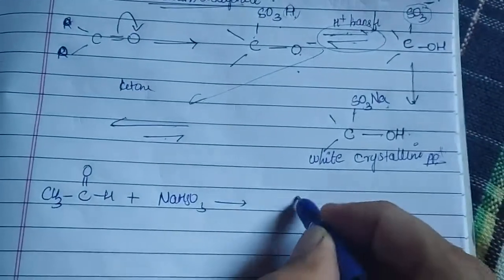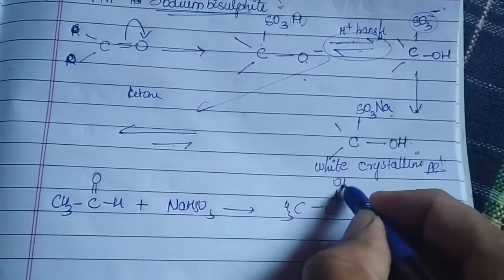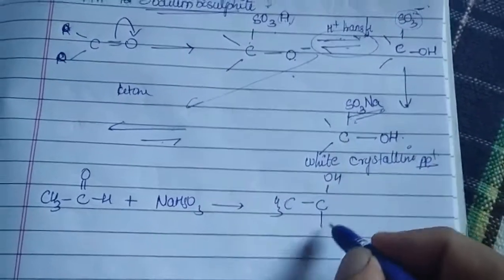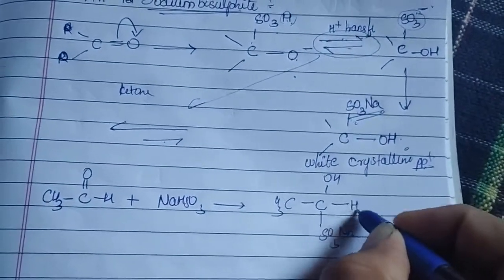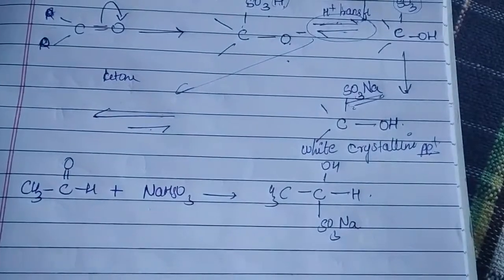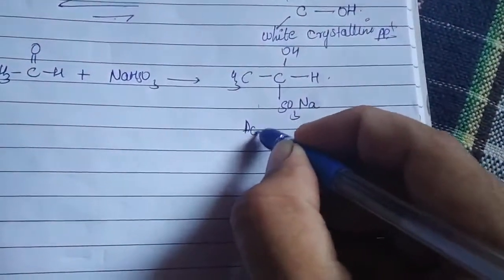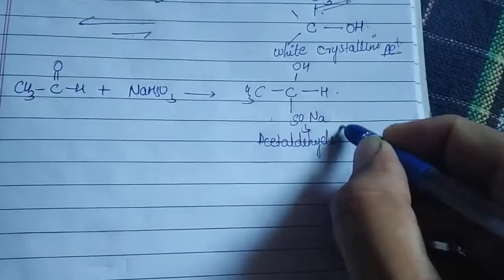Of course, CH3 will be there, C will be there, and this O has been converted to OH. Remember, here comes SO3Na, and here you will have your H. So this is your acetaldehyde bisulfite. So this is called acetaldehyde bisulfite. Mark my words.